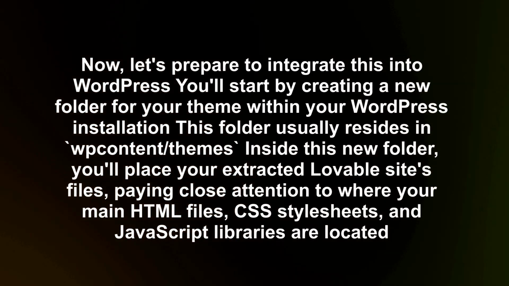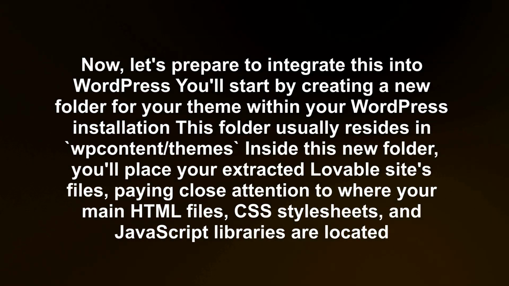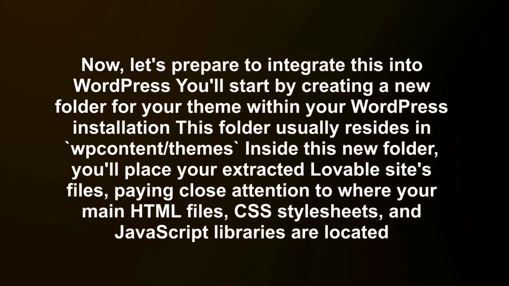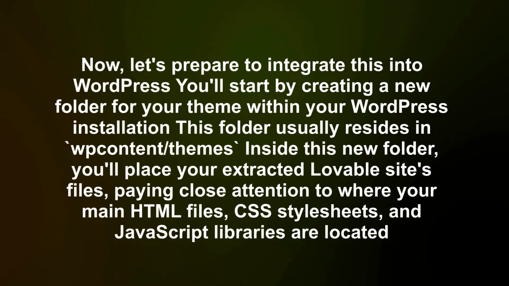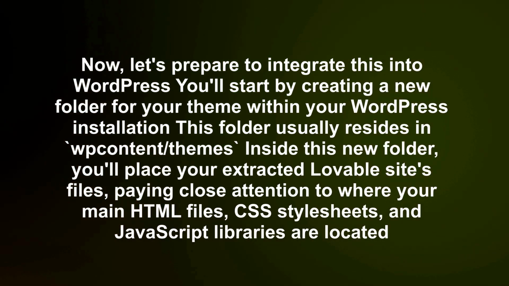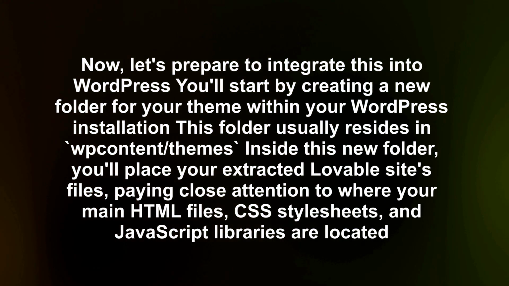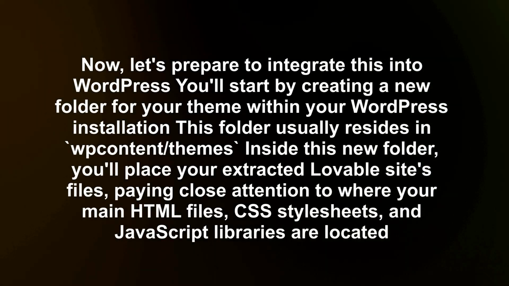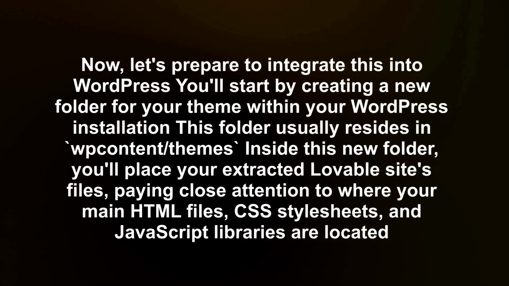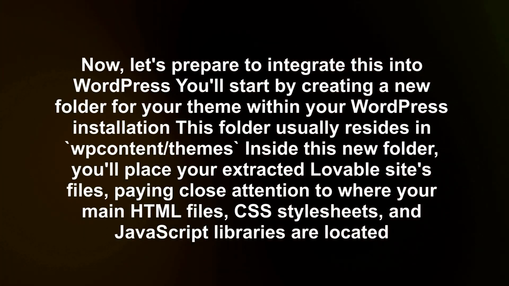You'll start by creating a new folder for your theme within your WordPress installation. This folder usually resides in WordPress themes. Inside this new folder, you'll place your extracted Lovable site's files, paying close attention to where your main HTML files, CSS style sheets, and JavaScript libraries are located.